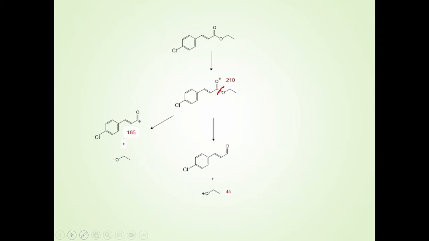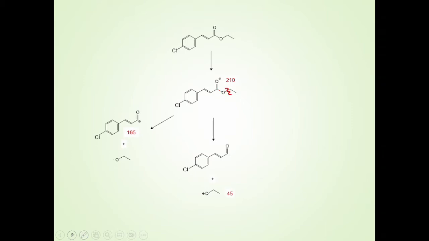Of course, when that thing breaks, it could go the other direction, where this is the neutral radical, and the ethoxy group is the one that has the charge. And there, now we have a fragment that has a mass of 45. That's what goes into the detector, so we would see a peak in the mass spectrum at 45 as well.